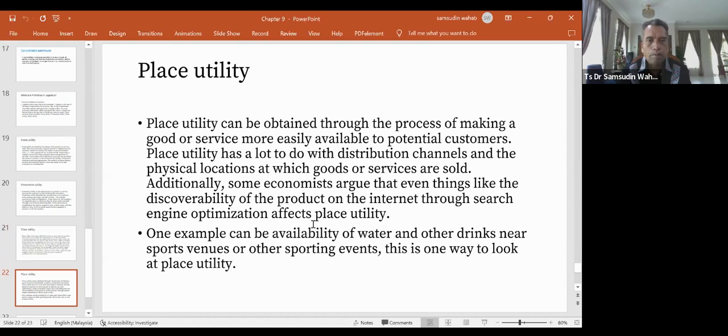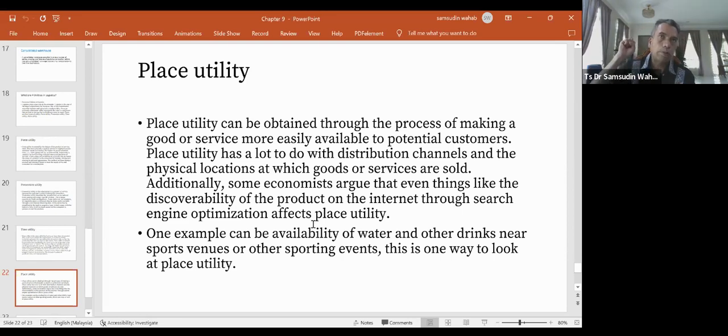Next, place utility. Place utility can be obtained through the process of making the good and service more easily available to potential customers. Place utility has a lot to do with distribution channels. Let's say the customer comes from the European region, and we have the stock in the UK, United Kingdom, and the role of this UK warehouse is to supply this product to customers in the European region. That means if the stock is available at the UK warehouse, we can say there is place utility, because we receive the order from a European country and the stock is available at the UK. The UK is very near to the European customer. So there is a place utility.